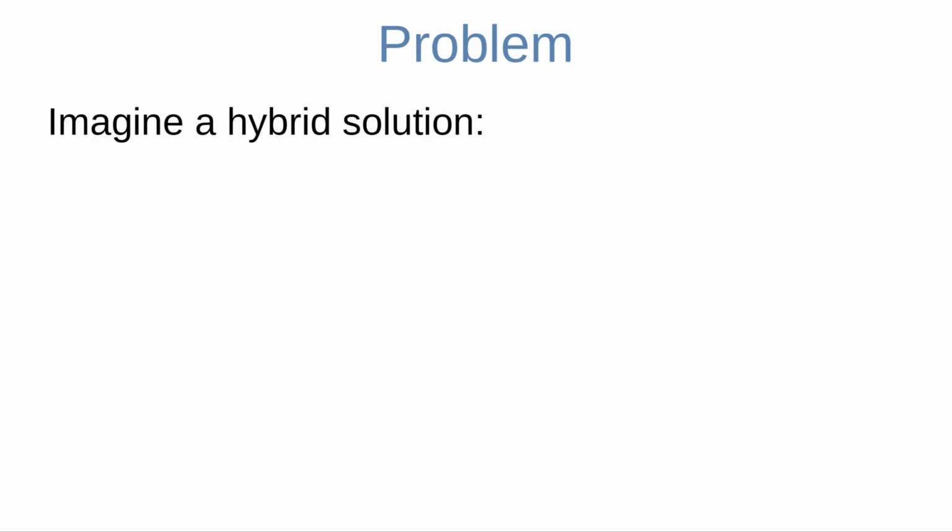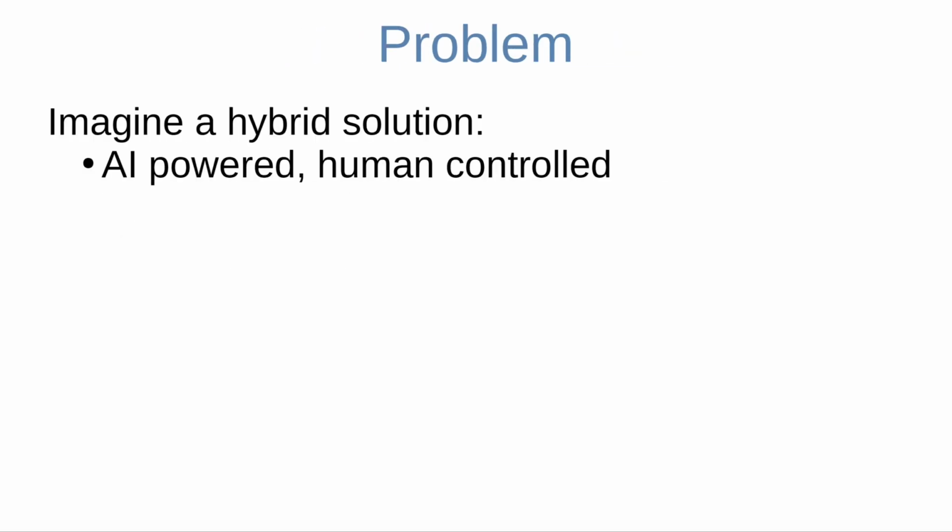Now, could we imagine a new hybrid solution? This solution would benefit from the incredible speed and vast generic knowledge of an AI. At the same time, a competent human developer would be in control of the architecture and provide project context and memory. The best of both worlds.